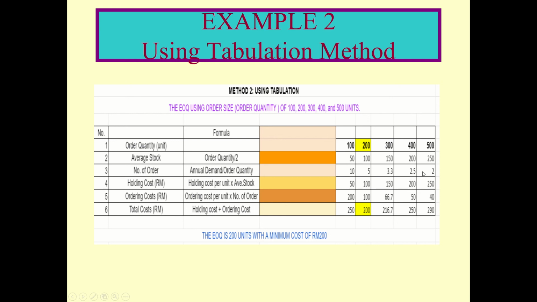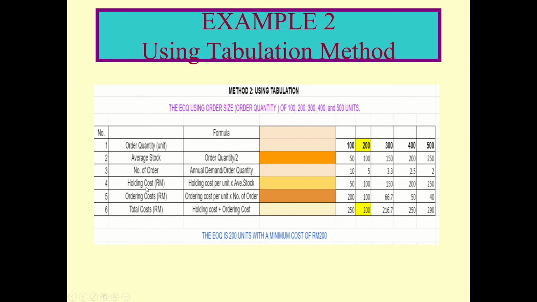And the last one, the annual demand is 1,000 ringgit. Okay, and then the order quantity is 500. And then you divide them, you will get the answer of 2 for the number of order.